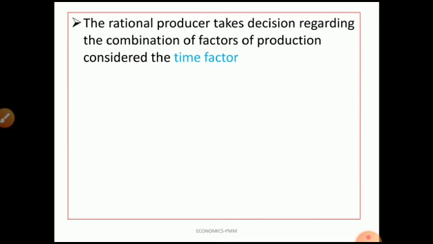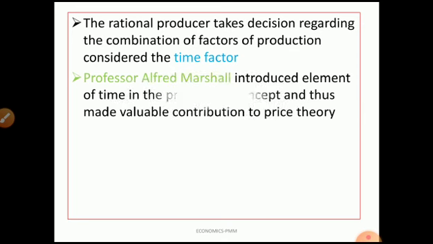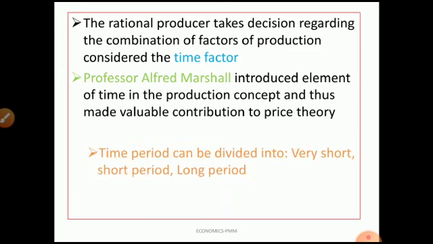Any rational producer takes decisions regarding the combination of factors of production considering the time factor. Professor Alfred Marshall was the first economist to introduce the time element in the production concept and thus made a valuable contribution to price theory. Time period can be divided into very short period, short period and long period.